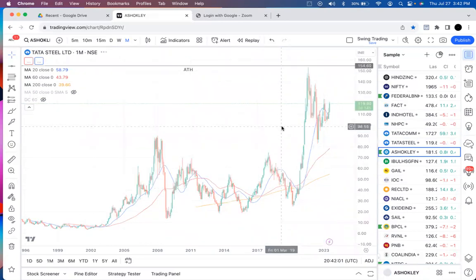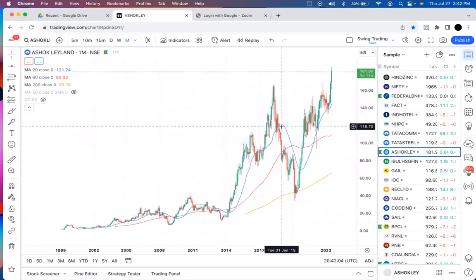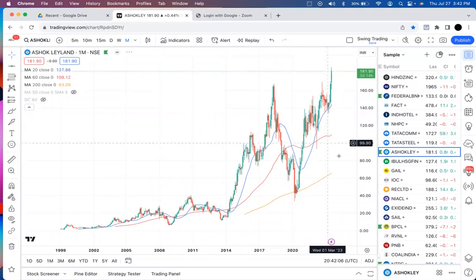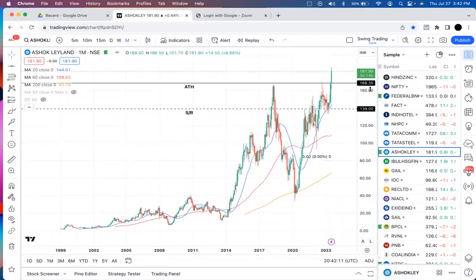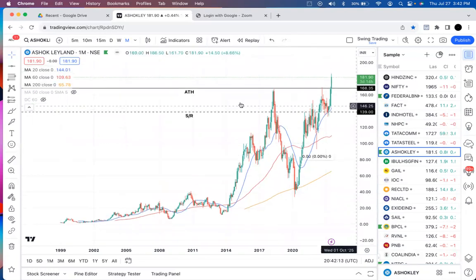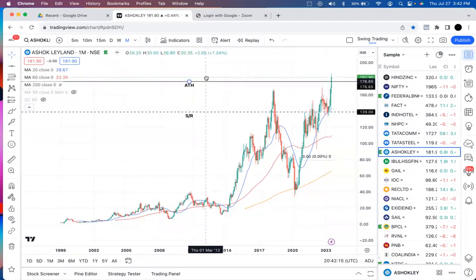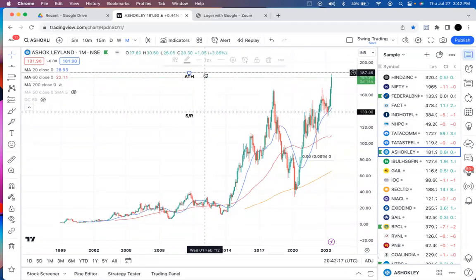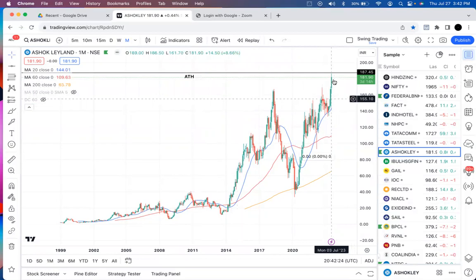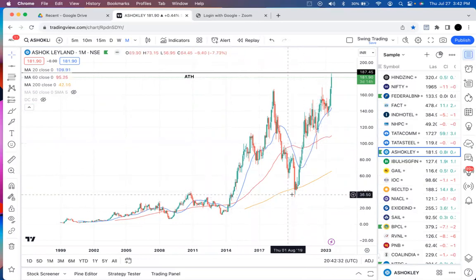Ashok Leyland. Let's look at Ashok Leyland. All right, the 20 is above the 60, and the 60 is above the 200. It's looking good. The all-time high is drawn, but let me make an adjustment and move it up a little bit. Okay, it's right now. Ashok Leyland is fighting the all-time highs right here. You can see that. I've got some indicators here that I may not need, so we get rid of those.